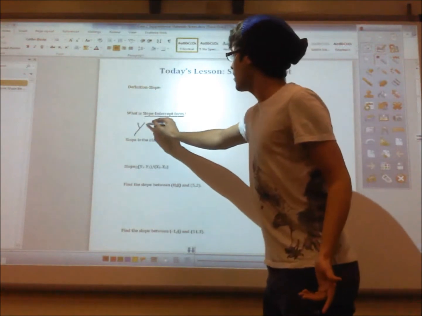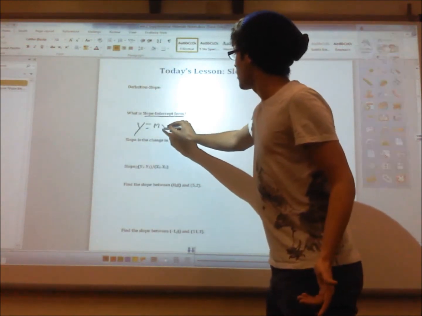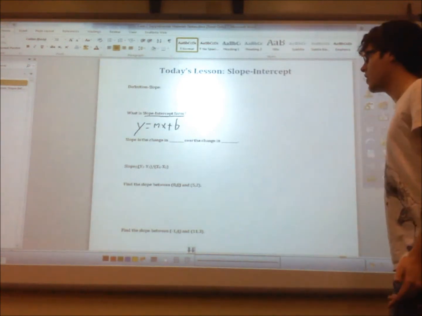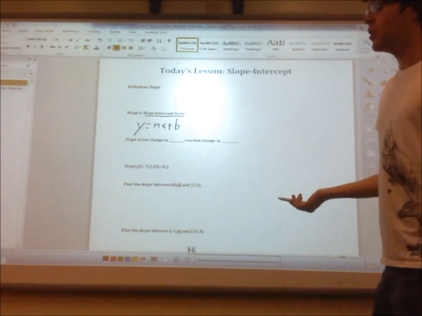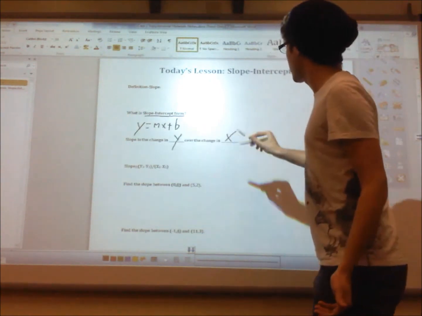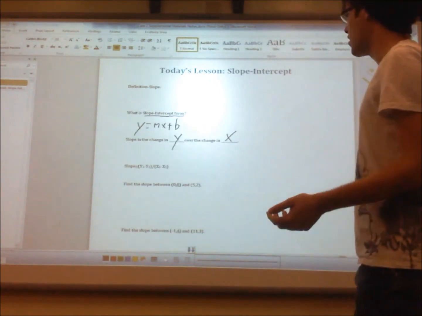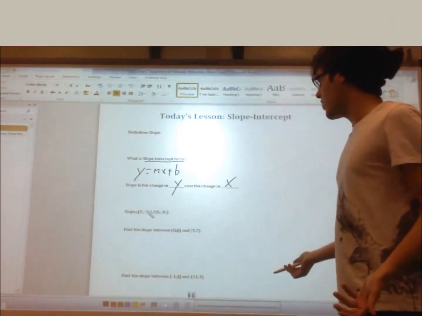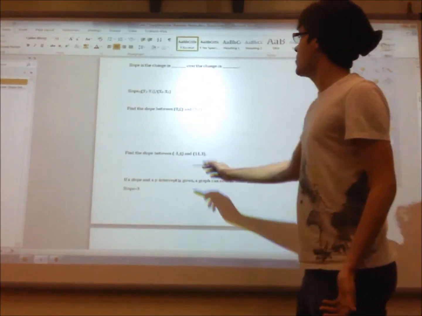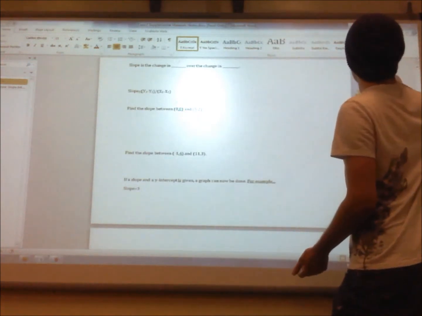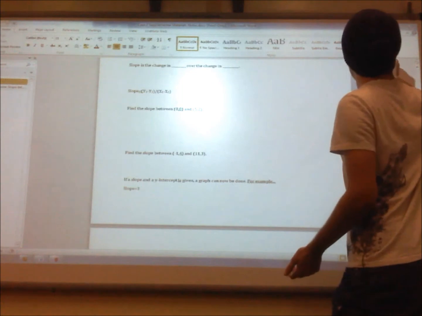Y equals mx plus b, and then you can just go through all the answers. Slope is the change in y over change in x. It's basically everything that's on here. So as we know from this, find the slope between (0, 0) and (5, 2). So all I have to do is take the pen tool.